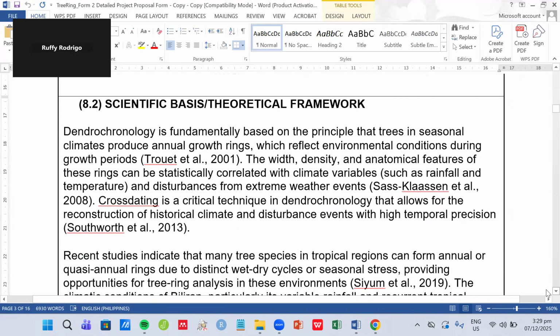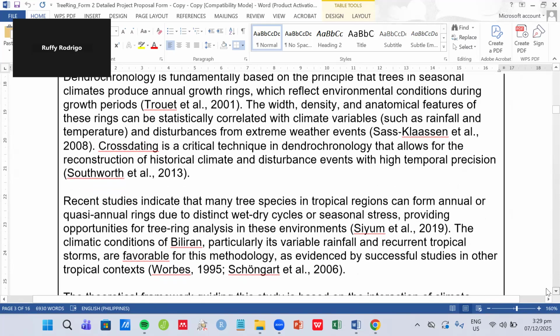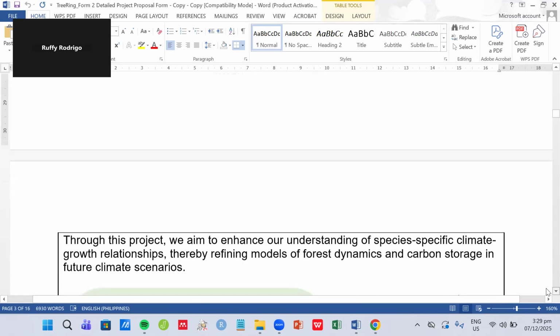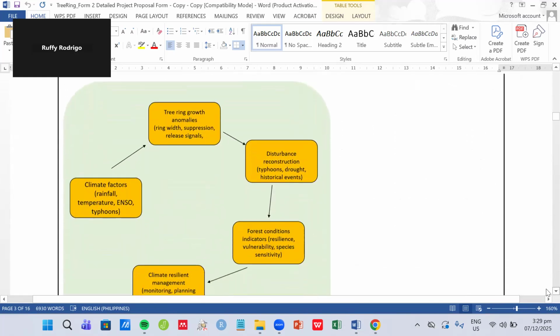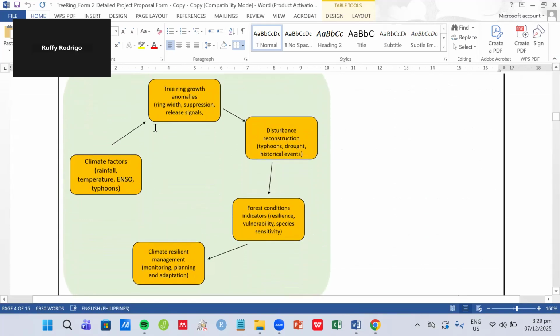To research. For the theoretical framework, you can do it your own way. I just wrote simple words here and also made a simple flow. Basically, this is my theoretical framework. Climate factors, rainfall, temperature, and typhoons, then tree growth anomalies. You can look at the tree-ring width, suppression, and release signals, and from that you can reconstruct the disturbances that happened during this time: typhoons, drought, and also the historical events. After that, you can look at forest condition indicators: resilience, vulnerability, species sensitivity.